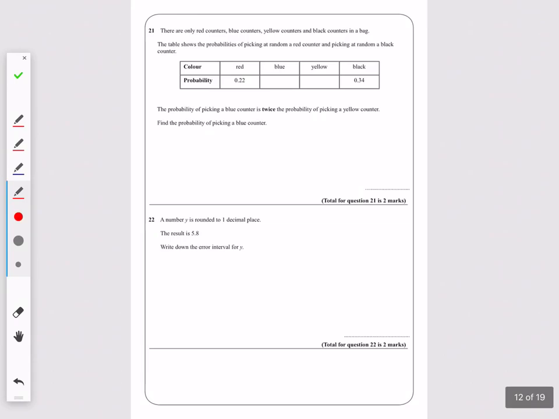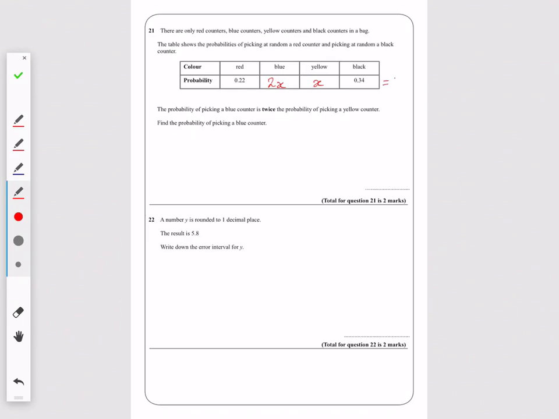Question 21. There are only red counters, blue counters, yellow counters and black counters in a bag. The table shows the probability of picking a red and a black. The probability of picking a blue counter is twice that of picking a yellow. So it's double to get a blue counter than to get a yellow counter. So I'm going to put 2x and x just to remind me of that.